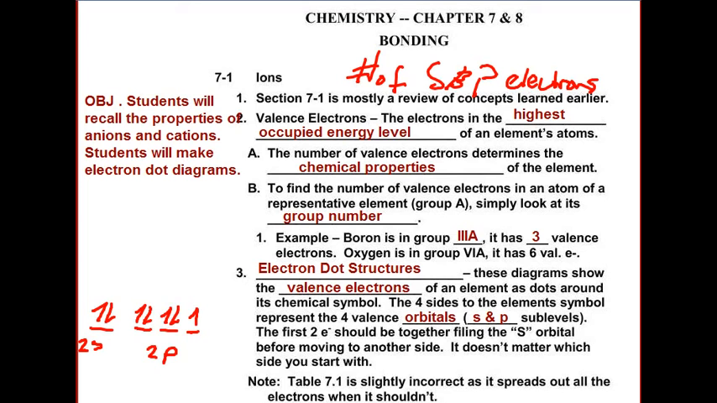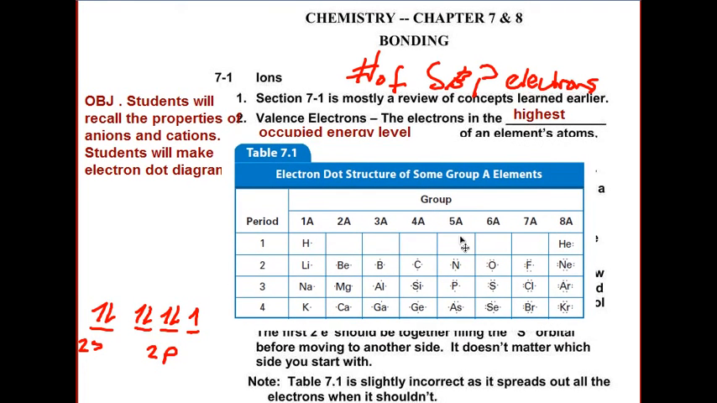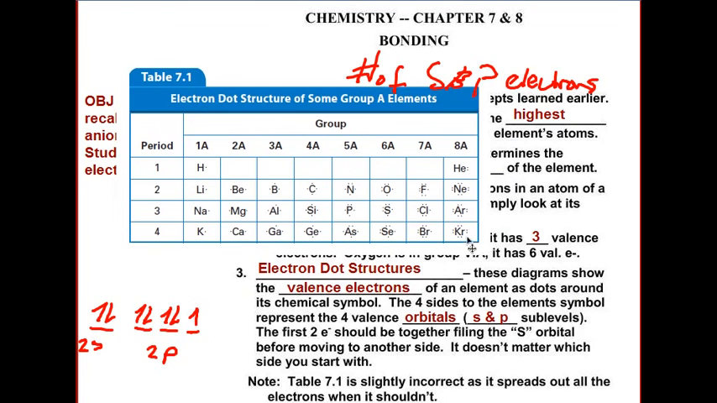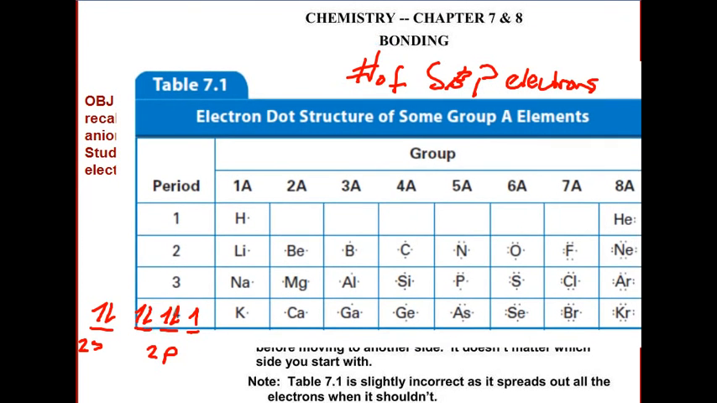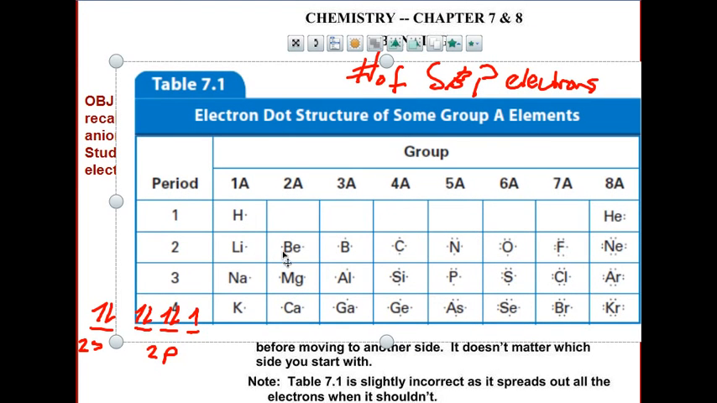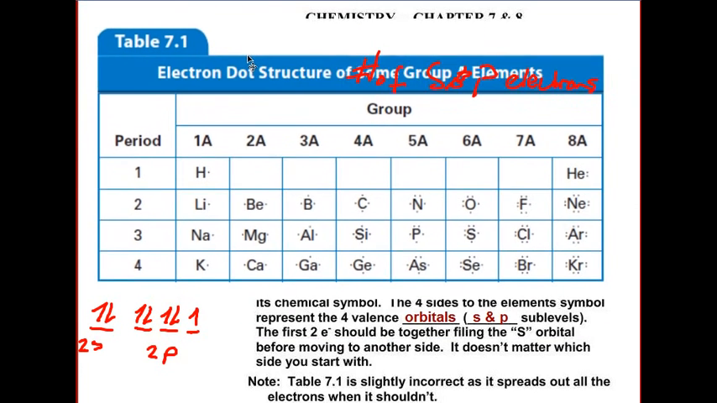So table 7.1, which I'm going to show you here, is an example of what all of the dots look like. Here's the electron dot structure for some of the group A elements. Now, here's the problem. Please notice how beryllium has 2 electrons and they're separated from each other. Magnesium, 2 and they're separated from each other. All these guys have them all gathered around. This is really technically not correct.